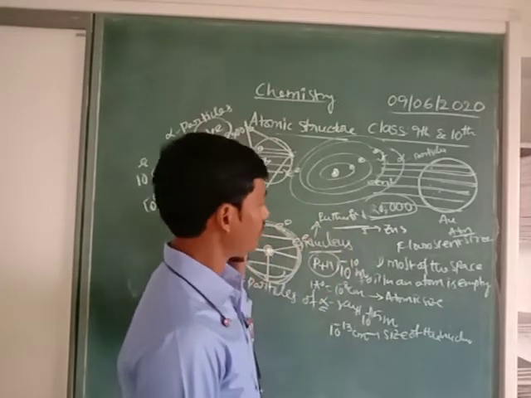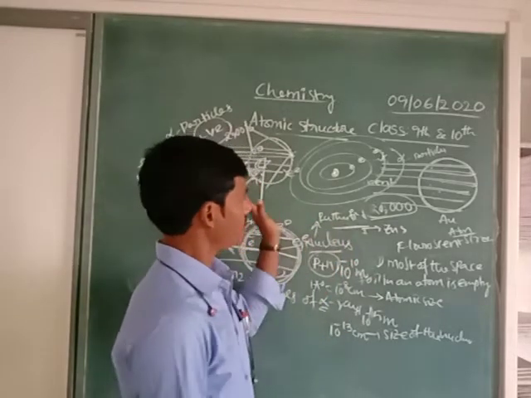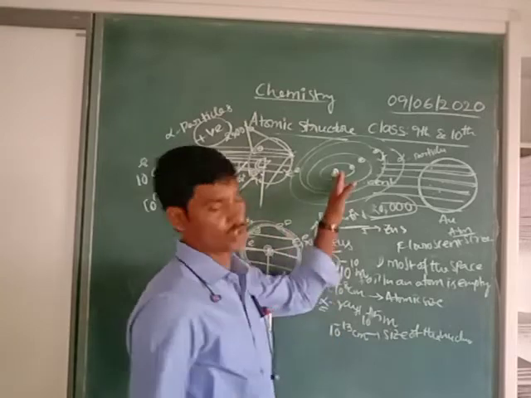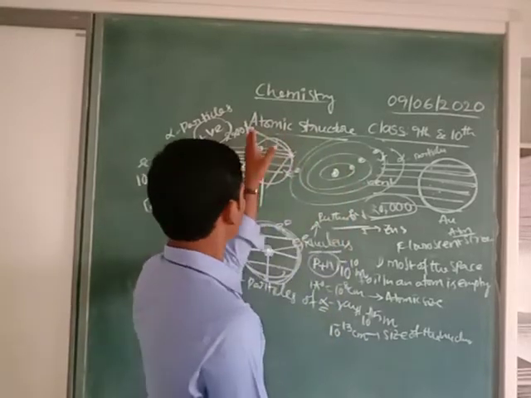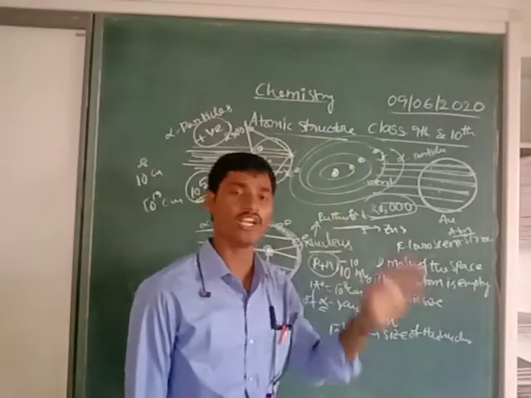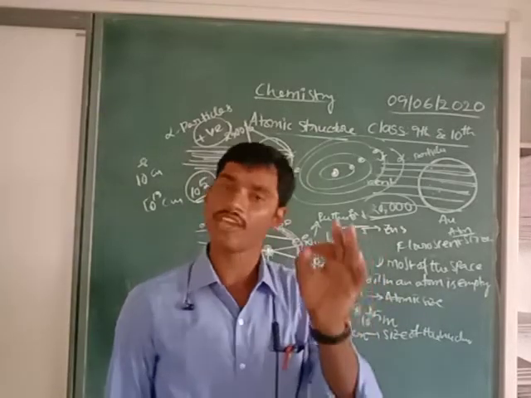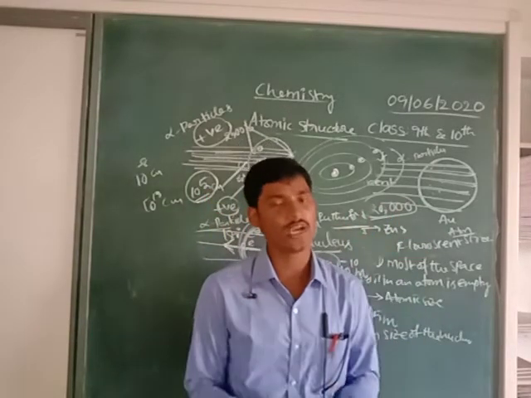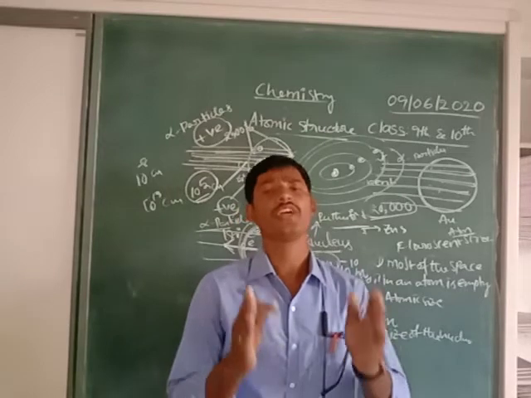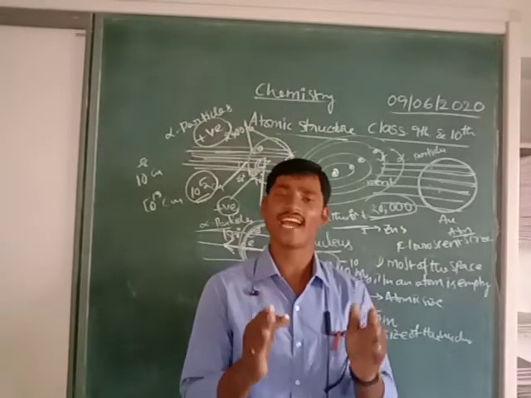And one more point here: it was correlated with our solar system. That's why the Rutherford alpha-ray scattering experiment model is also called the planetary atomic model. Okay, children. So this is about what is meant by the Rutherford alpha-ray scattering experiment.